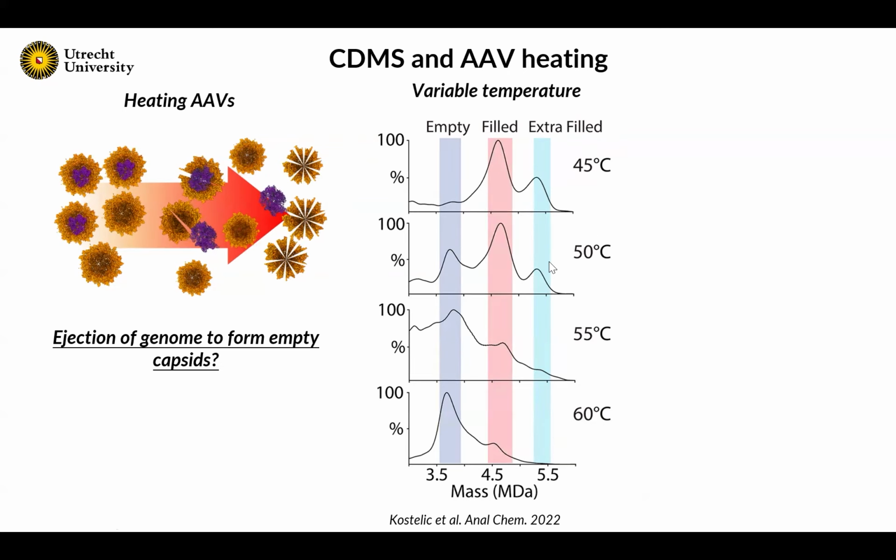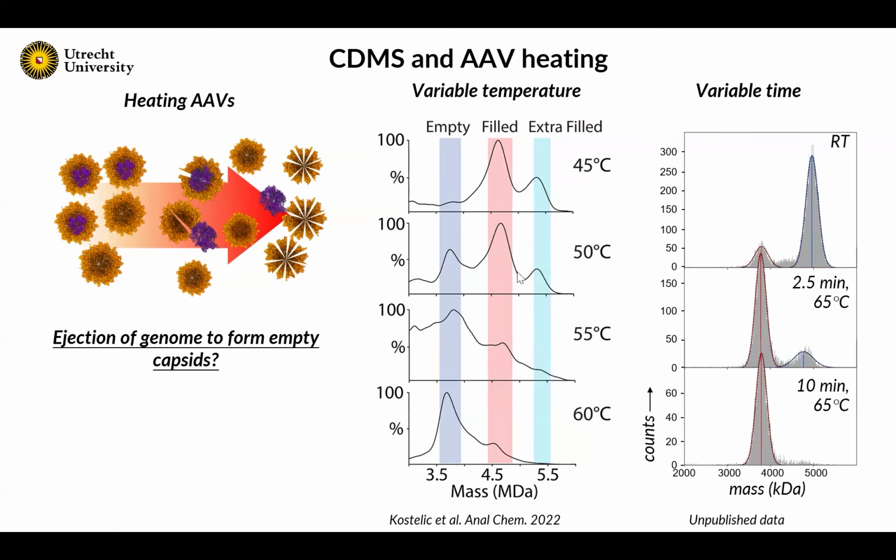And as you can see at 50 degrees here, already some filled particles and also overfilled particles start to decrease, while at the same time, the amount of empty particles that they can detect starts to increase. And this becomes more and more clear if you incubate at higher temperatures, so 55 degrees and even at 60 degrees here. You can see that the overfilled particles are now basically completely gone. There's still a few filled particles left, but most of them are now empty particles that they can detect using the mass spectrometer and using charge detection mass spectrometry.